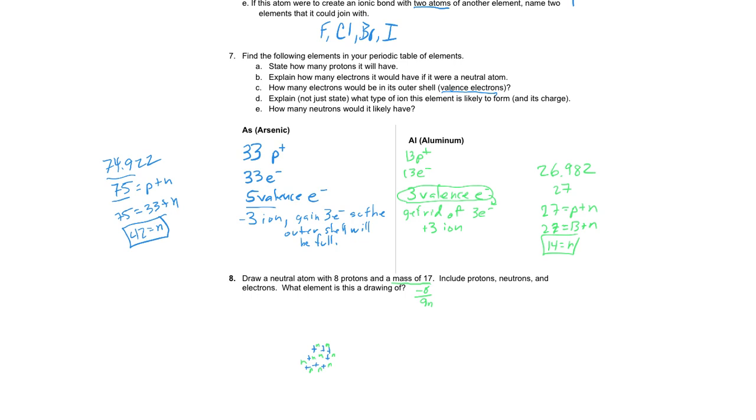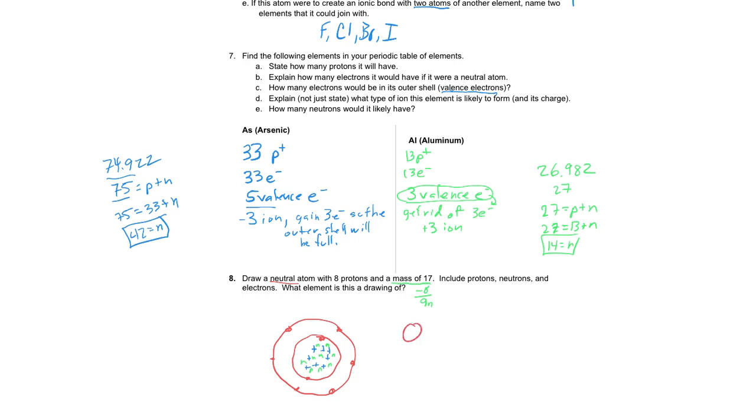Well, if it has 8 protons and it is neutral, then I need to include 8 electrons. So 1, 2, 3, 4, 5, 6, 7, 8. So 8 protons, 8 electrons. I'm going to find 8 on my chart. 8 happens to be oxygen.